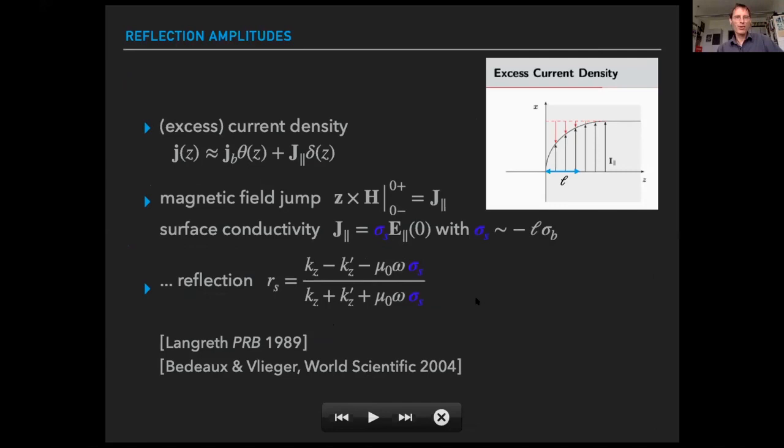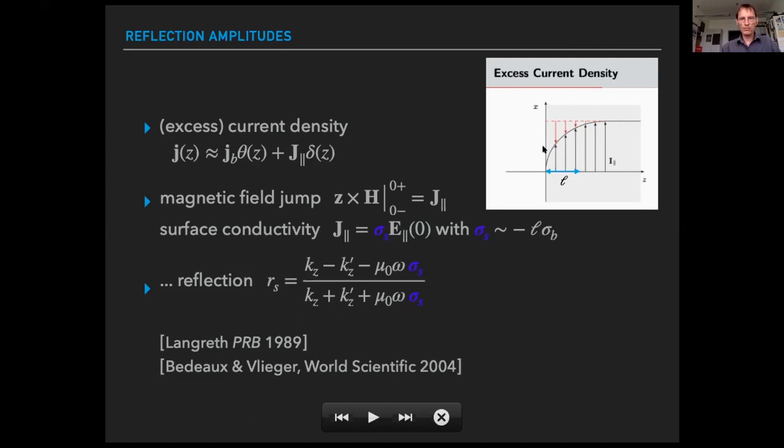The idea is to shrink this deviation from a bulk homogeneous current into a delta function. So you approximate your current density by a bulk value. Heaviside function means that you have this dashed profile down to the surface, plus something localized at the surface. This is of course only valid for a coarse-grained picture, where this length scale little L is not resolved.